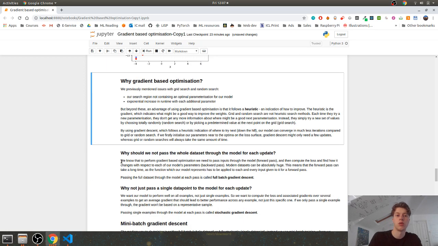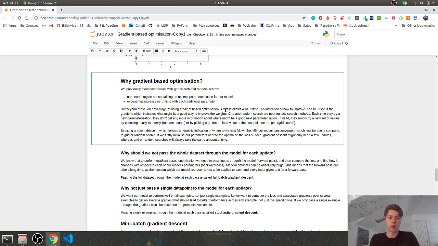Nice. So why gradient-based optimization? I've already mentioned the issues with techniques we saw before, like random search and grid search. But beyond these, an advantage of using gradient-based optimization is that it follows a heuristic. That's an indication of how to improve.